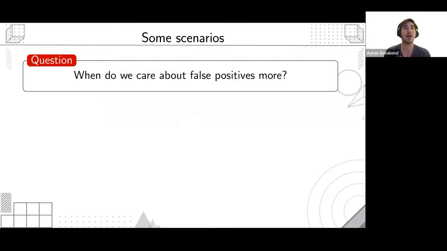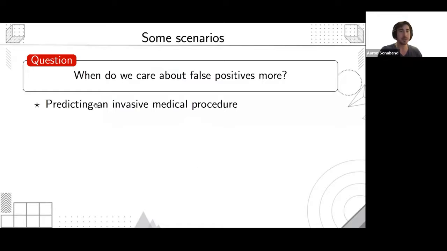Okay, so any costly intervention or risky scenario like the car will be places where we really care about false positives, right? And so here, for example, predicting an invasive medical procedure. Let's say that I have a model that predicts a disease, and if you do have that disease, then you need to get surgery. Then a false positive would be really bad, right? Because I would get the surgery without needing it, which is a pretty bad scenario.